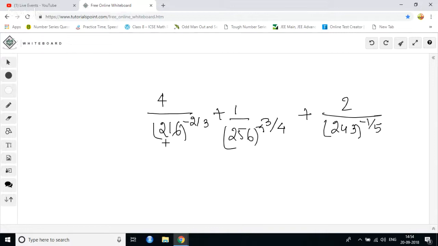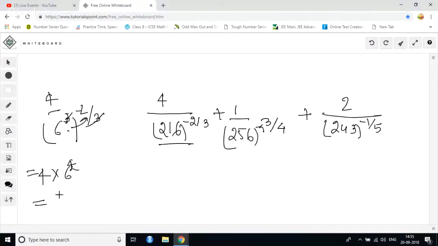Now how do you solve this kind of question? So this is 216, which is 6 cube. So quickly write it, 4 divided by 6 to the power minus 2 by 3. So this 3 and 3 gone, this is 6 to the power minus 2. 6 to the power minus 2 means how much? It will go in the numerator as 4 into 6 square. And how much is that equal to? That is 4 into 36, which is 144. Are you understanding that?